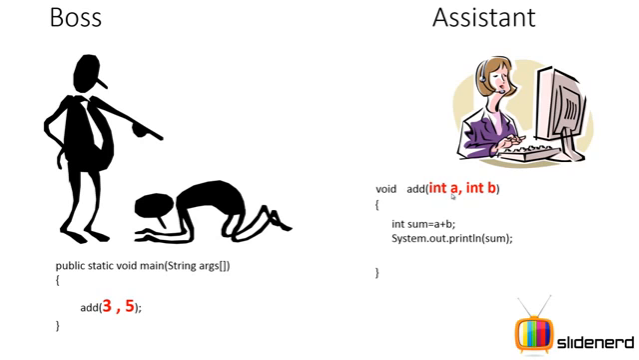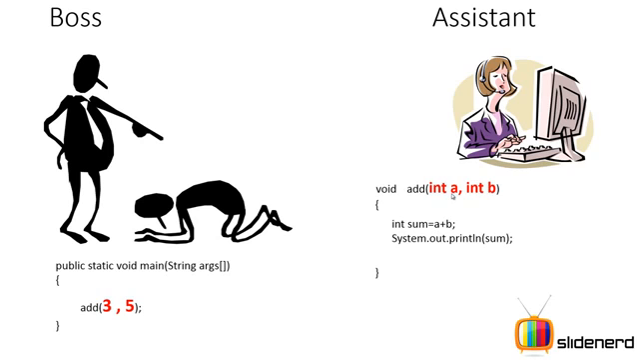Now as you guys can see, if the boss would have said add 7 comma 10, a would have got 7, b would have got 10 inside your assistant, and sum would be 17. Pretty simple, right? The assistant is capable of adding anything now. Now this is again good, but think about this.